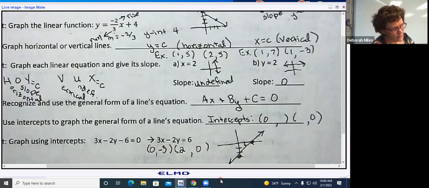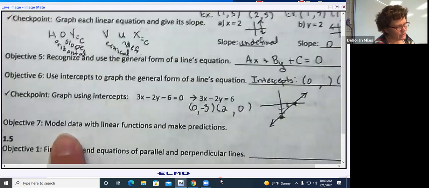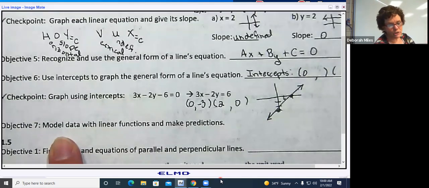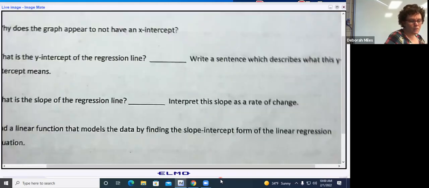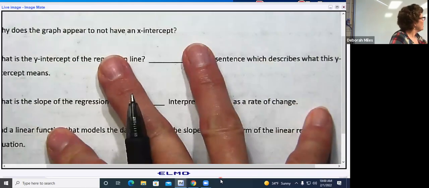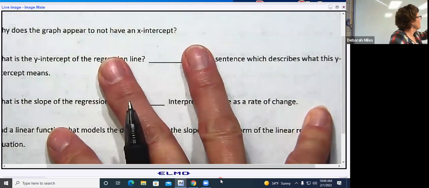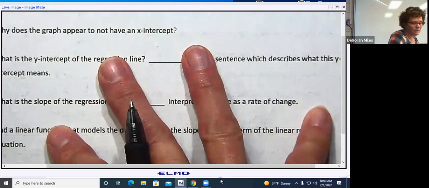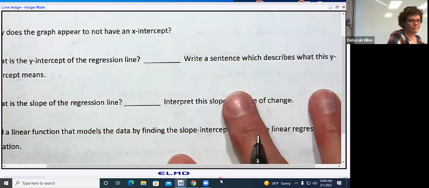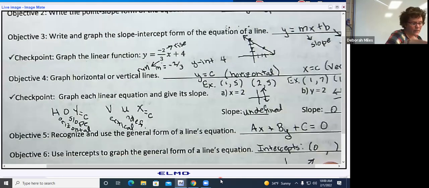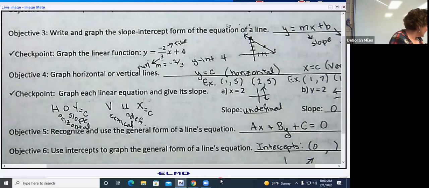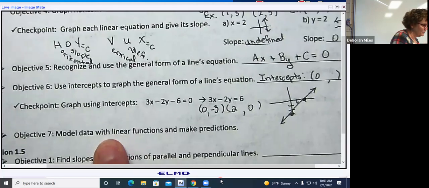All right. The last objective in this section is model data with linear functions and make predictions. This big problem on the back is where we're going to do that. We're going to talk about slope. We're going to talk about point slope form and slope intercept form. So really, you have individual examples in the book of each one of these things that we've talked about, but I'm going to tie them all together when I come back to this objective 7 on the back.